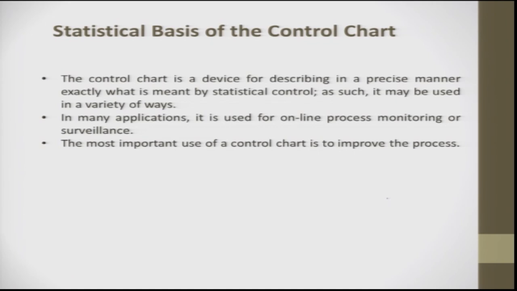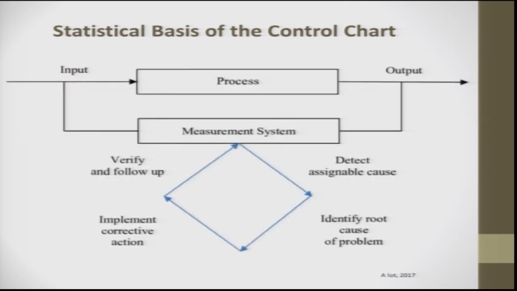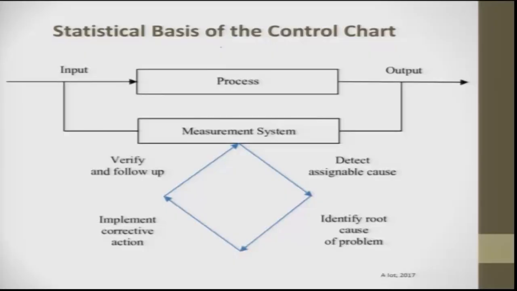The control chart is a device that describes in a precise manner exactly what is meant by statistical control. As such, it may be used in a variety of ways. In many applications, it can be used online, and many times it can also be used offline. So, the input goes into a process. Process can be reading, cooking, machining, or assembly. So, input, process, you get an output. So, you try to measure.